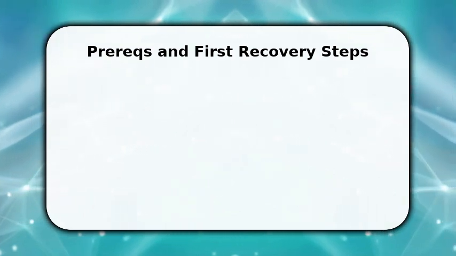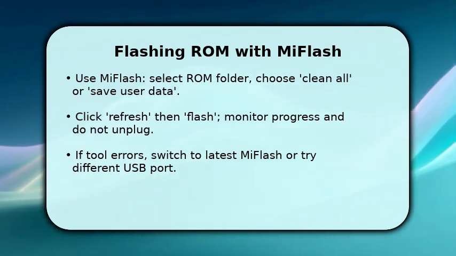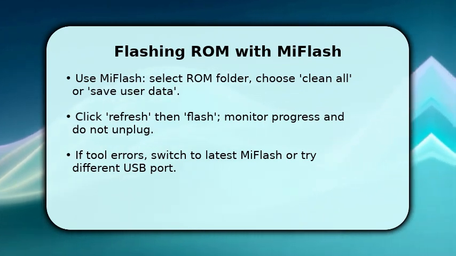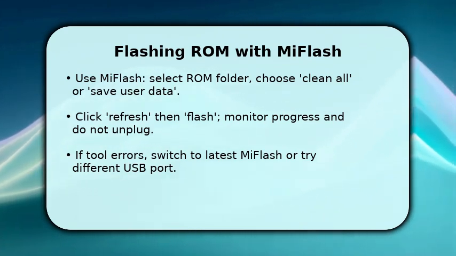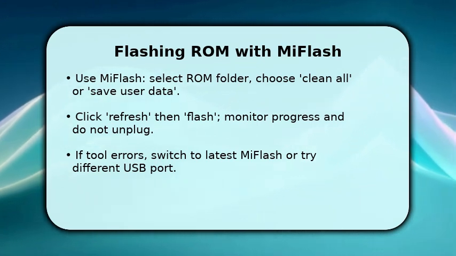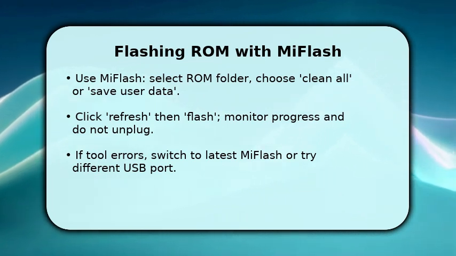You now run MiFlash and pick the extracted Fastboot ROM folder, choosing Clean All for a full system restore or Save User Data to keep files. Once done, click Refresh so MiFlash detects the Fastboot ID, then press Flash and watch the progress bar until 100%. Do not disconnect or interrupt. Intermittent power will brick the phone.